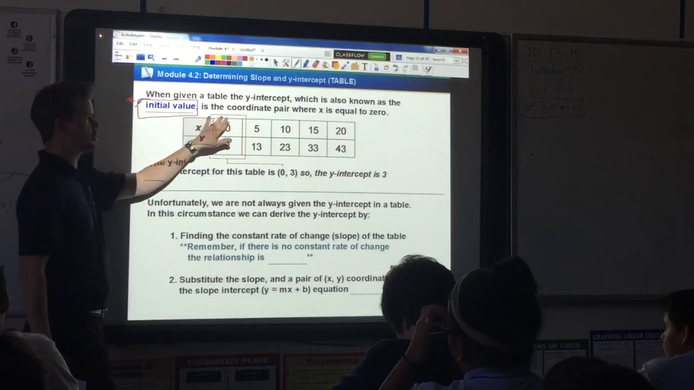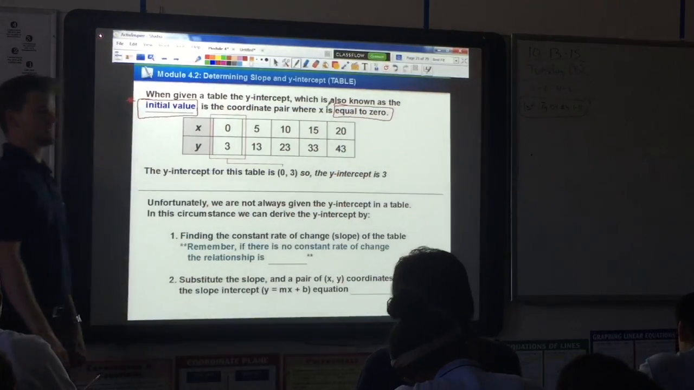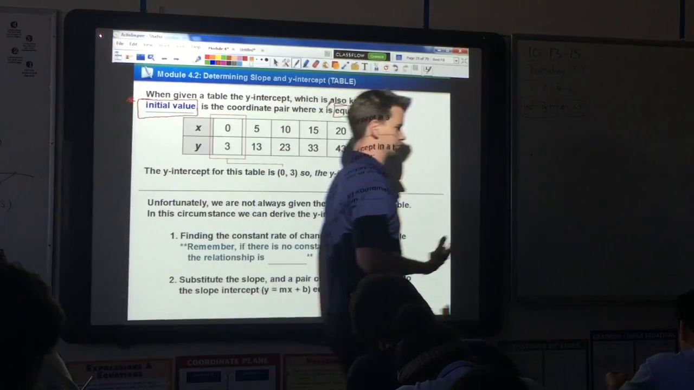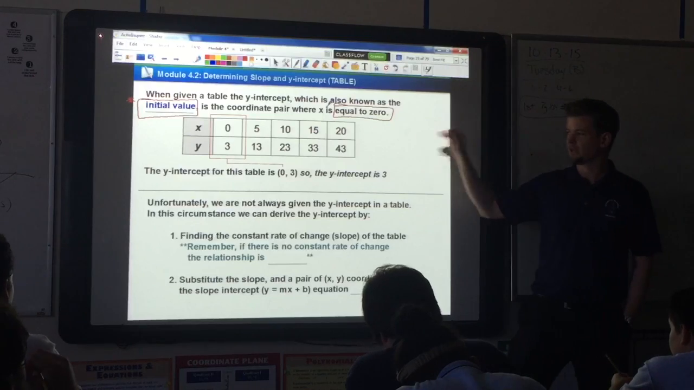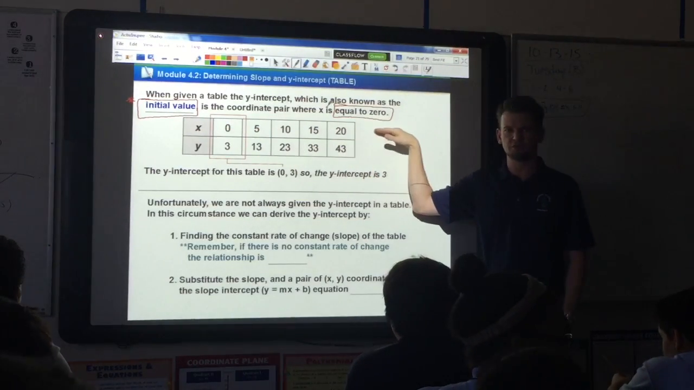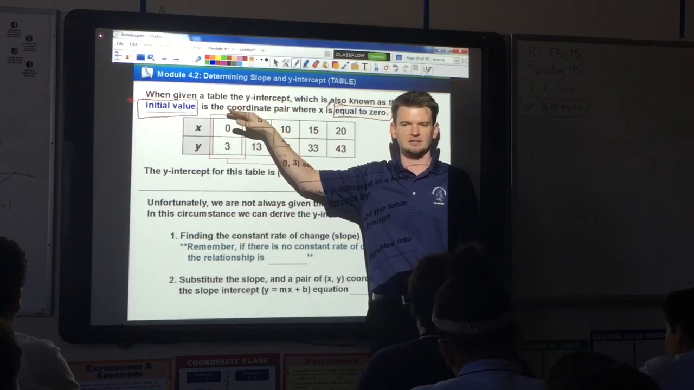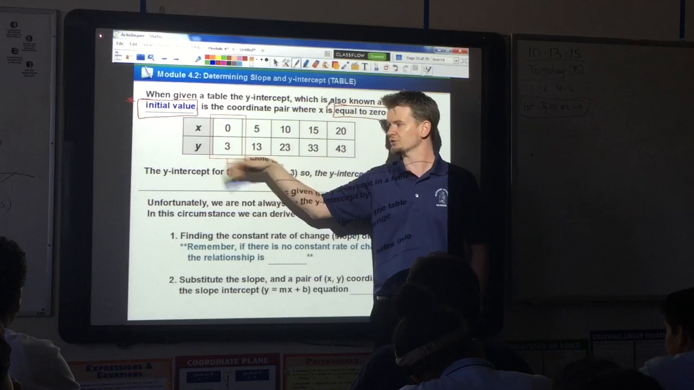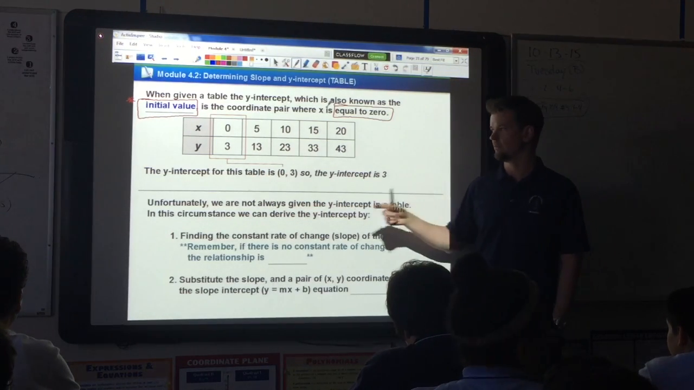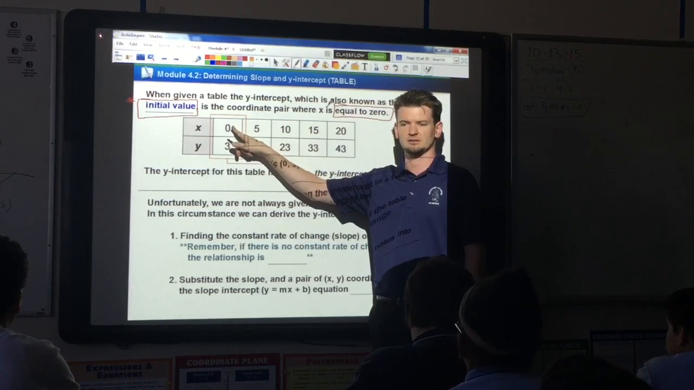Initial value is the coordinate pair where x is equal to 0. So if you're given a table of values, and you look at x, if you find 0, do we see 0 up here on the x values? Yes. If you find 0, that means they were kind enough when they created this problem to give you the initial value, aka the y-intercept. So what's my y-intercept going to be here? 0, comma 3. My y-intercept is the y value where x is equal to 0.